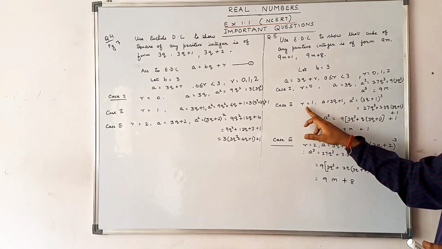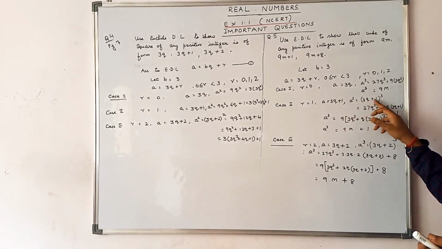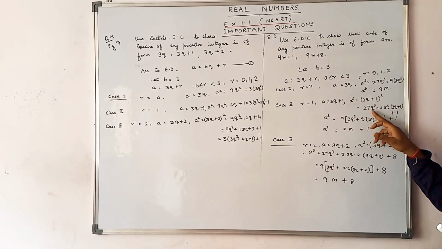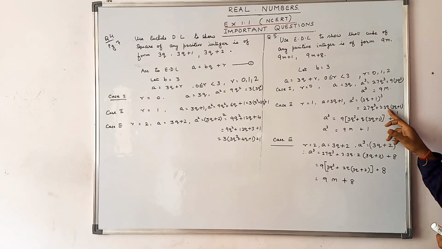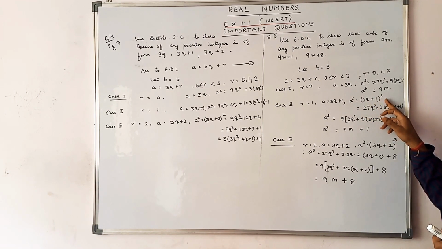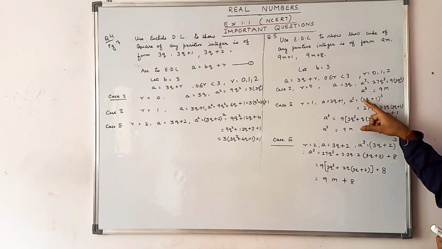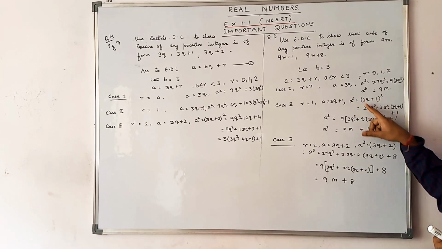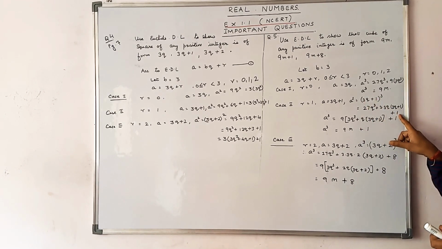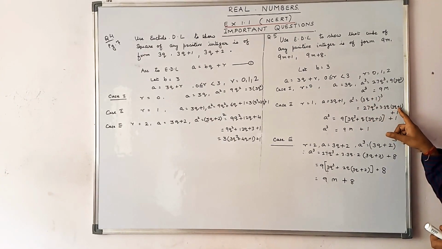Case 2, r is equal to 1. a is equal to 3q plus 1. So a cube is equal to (3q plus 1) cube. That is 27q cube plus 3 into 3q into (3q plus 1) plus 1. That is, using the formula (a plus b) whole cube is equal to a cube plus 3ab (a plus b) plus b cube. This is a, this is b. So the cube of this is 27q cube, the cube of 1 is 1, and 3 times the multiplication of these and then their sum. So this is it here.